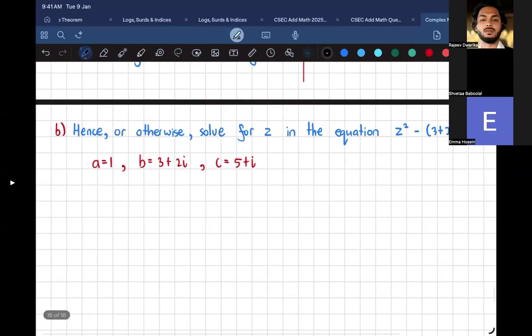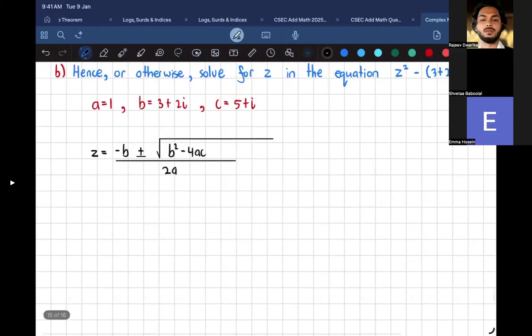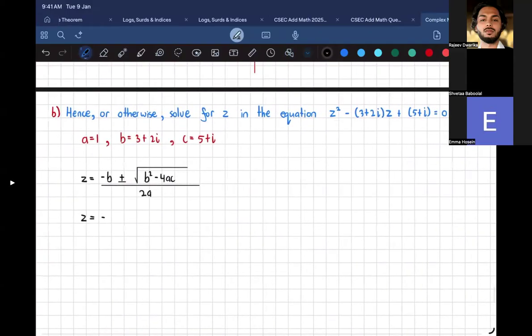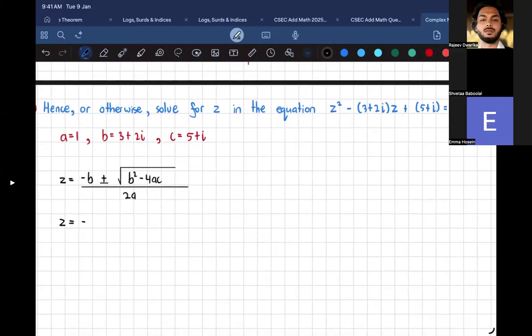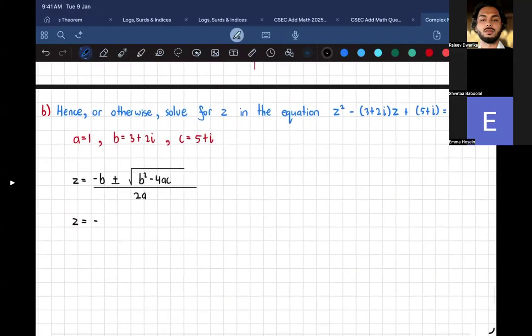The formula for z is going to be negative b plus or minus the square root of b squared minus 4ac, all over 2a. So tell me what to substitute. You had to use the quadratic equation for this question. I think you made a mistake with b. B is supposed to be minus (3 plus 2i), right?